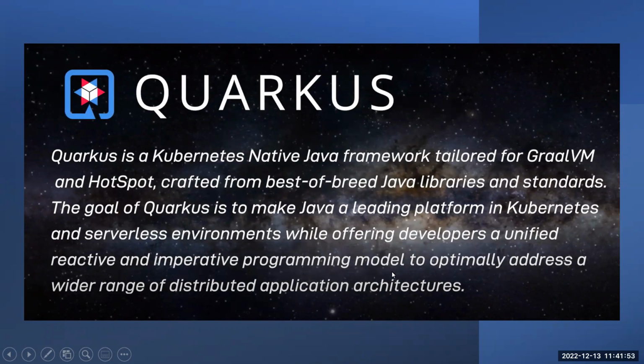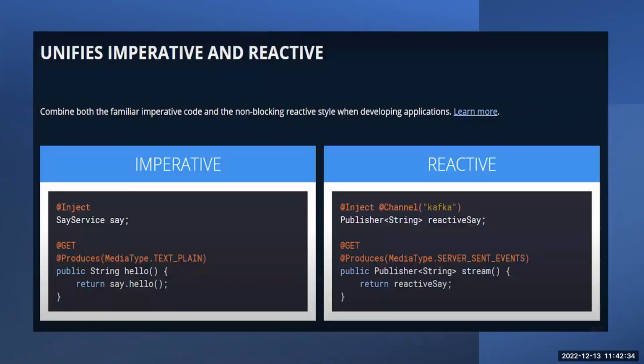imperative programming model to optimally address a wider range of distributed application architectures. Now, I'll take a pause here and wait for questions in case you have not understood any of these specific terms or have heard these terms for the first time. I'll assume the silence is a no, so feel free to speak up in case you are not understanding any of the terms here. Okay. In that case, I'll move to the next slide.